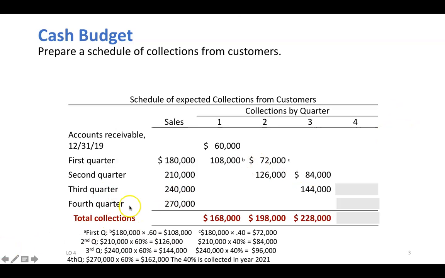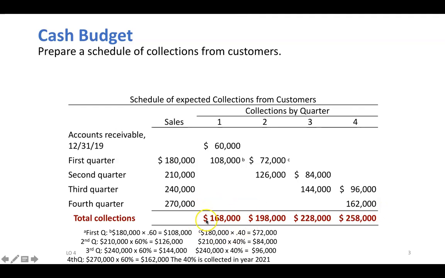In fourth quarter, we're going to collect 60% of the 270,000, which is 162,000, plus the 40% of the third quarter sales. So in total, $258,000 collection. What happens to 40% of the $270,000 that we sold in fourth quarter? It will be collected in 2021. So it becomes the accounts receivable at the end of 2020.